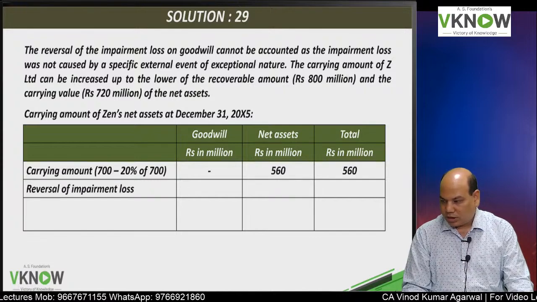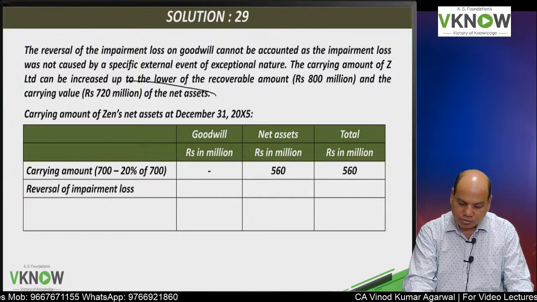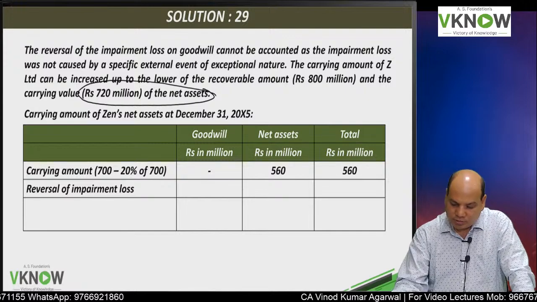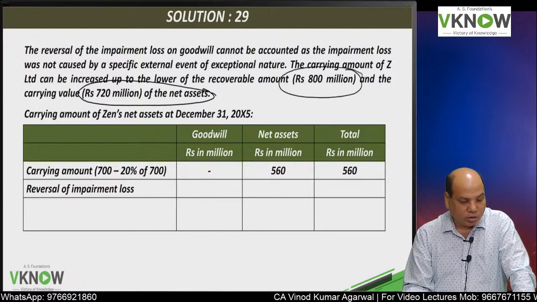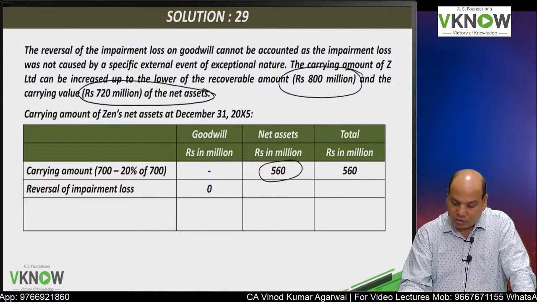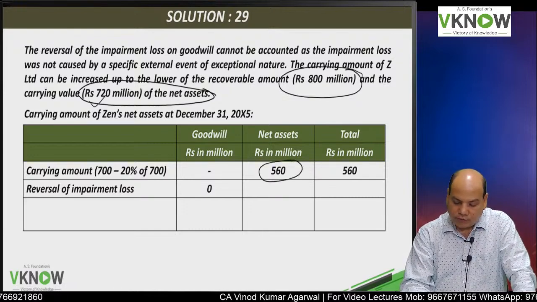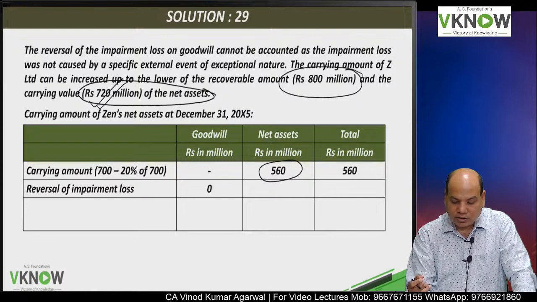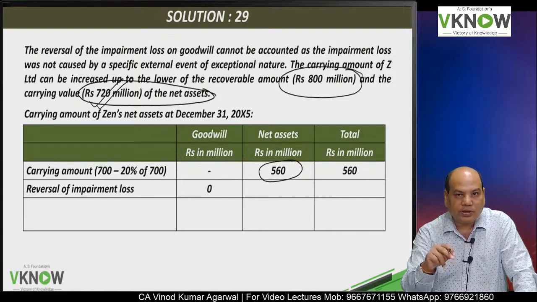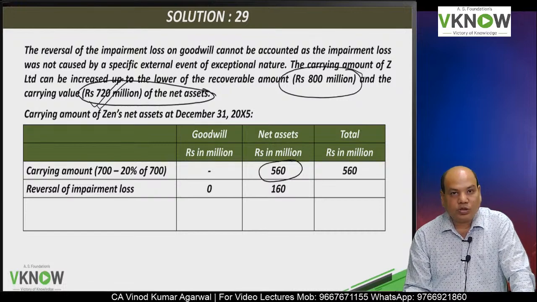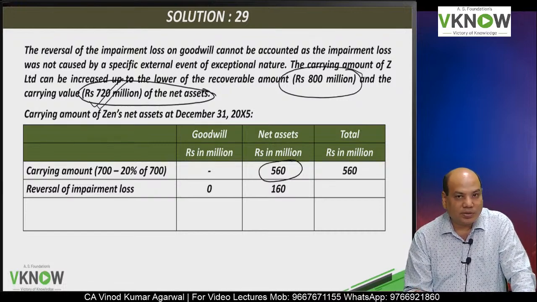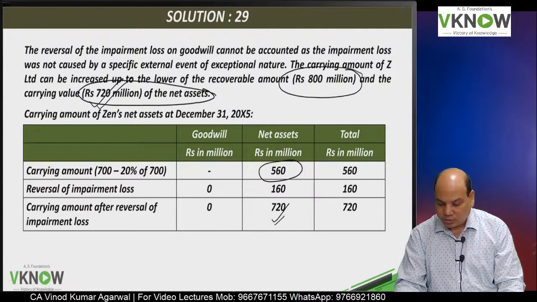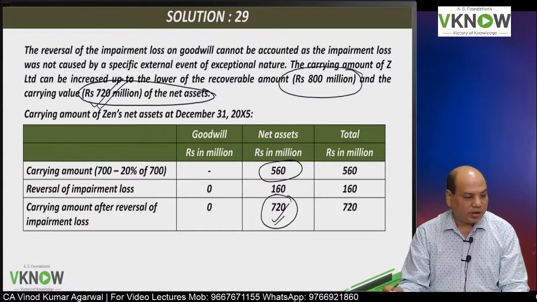Now read the answer on your own. You will first calculate the carrying amount that would have been determined if there was no impairment. Recoverable amount 800 is already given. Existing carrying amount is 560. So I have to reverse so much that after reversal it should be the lower of 720 or 800. The lower of the two is 720, so I can reverse a maximum of 160. Therefore the carrying amount after reversal would be 720. In future the 720 will be depreciated.